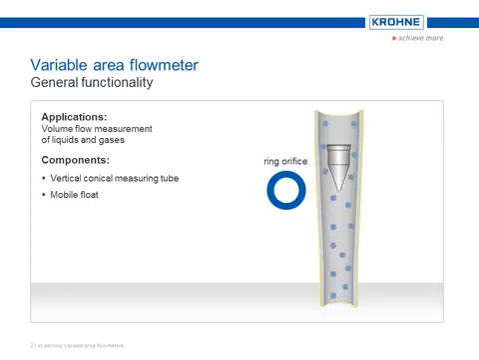The higher the position of the float, the larger the ring orifice, and therefore the cross-sectional area through which the medium can flow past the float. This is the origin of the English designation of the device.